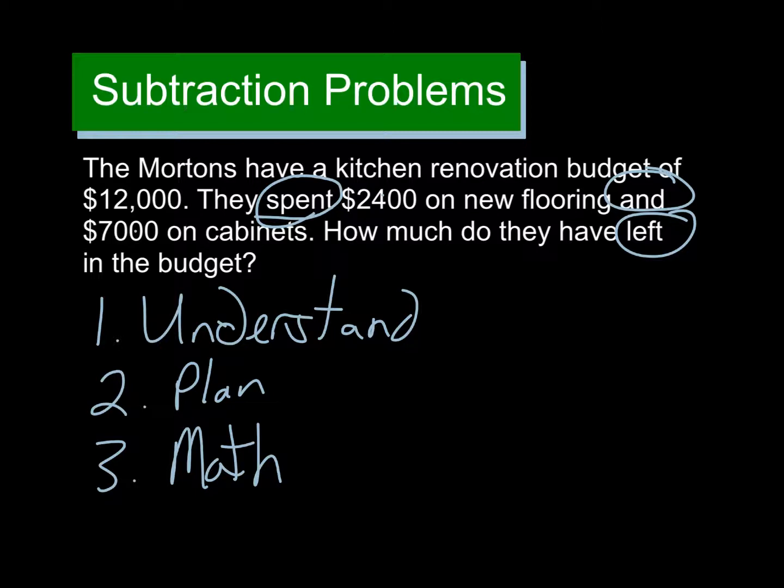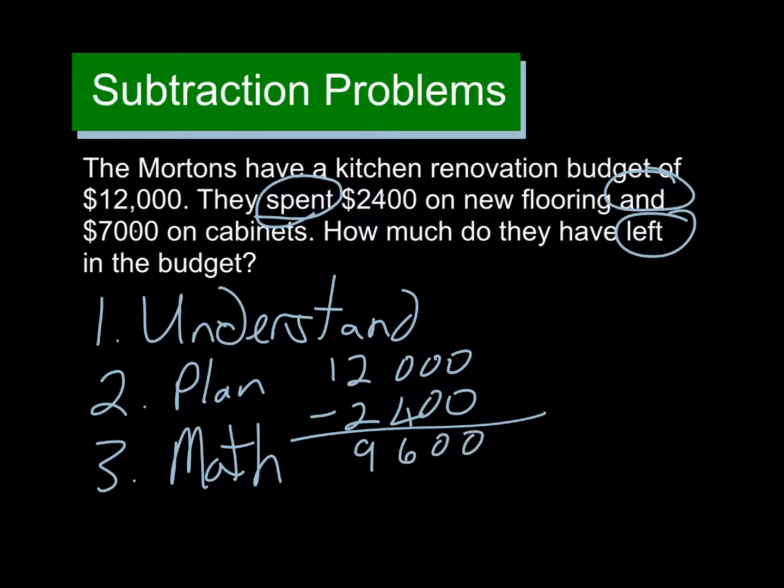One approach is you could decide that you're going to start with $12,000 and you're going to take off $2,400, so you're going to subtract $2,400, and you would have to borrow. I'm not going to do that now because I already worked it out. And the answer is $9,600, that's the difference. And then you would subtract $7,000, and the answer to that is going to be $2,600, and so they have $2,600 left.